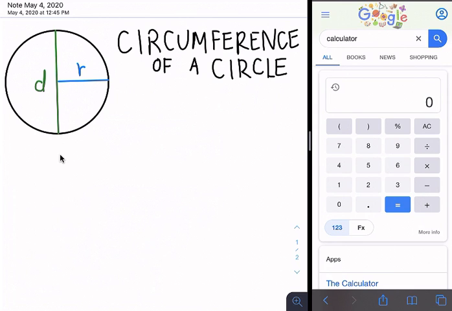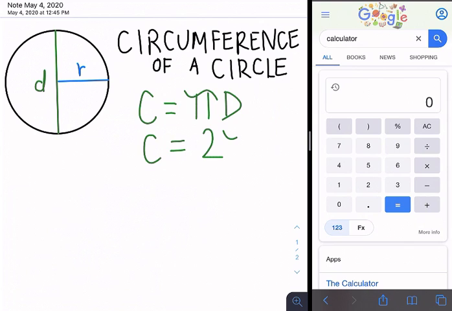Right, this video is all about finding the circumference of a circle. There are two different formulas that you might see for finding the circumference of a circle. The first one is that circumference is pi times the diameter. So that could be one. The other that you might see is 2 pi r, 2 times pi times the radius.